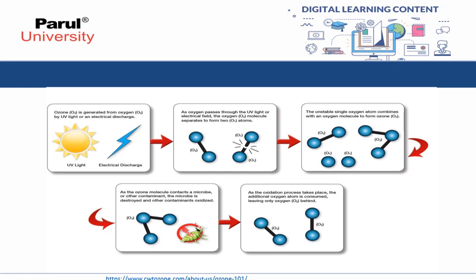As oxygen passes through the UV light or electrical field, the oxygen, that is the O2 molecule, separates to form two oxygen atoms. Hence, the unstable single oxygen atom combines with an oxygen molecule to form ozone. This is the formation of ozone. As the oxidation process takes place, the additional oxygen atom is consumed, leaving only oxygen behind. And as the ozone molecule contacts a microbe or other contaminant, the microbe is destroyed and the other contaminants are also destroyed.